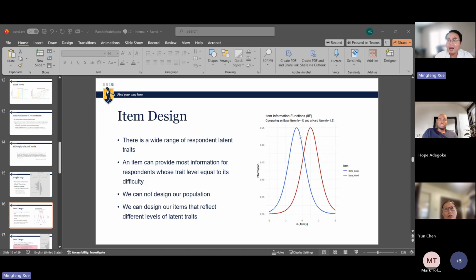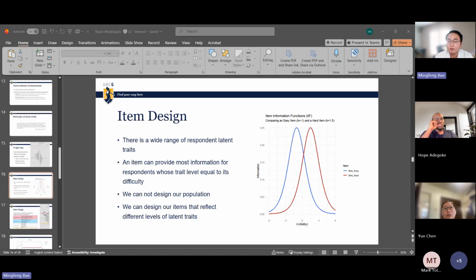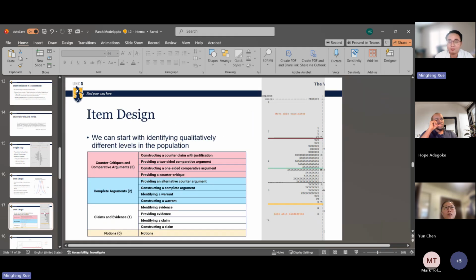But on the other hand, how about we design items that fit our population? For example, if we have a dense population at around theta of 0, maybe we can design more items around this level, so we can provide more information about our population. And under the Rasch model, we can better decide this.